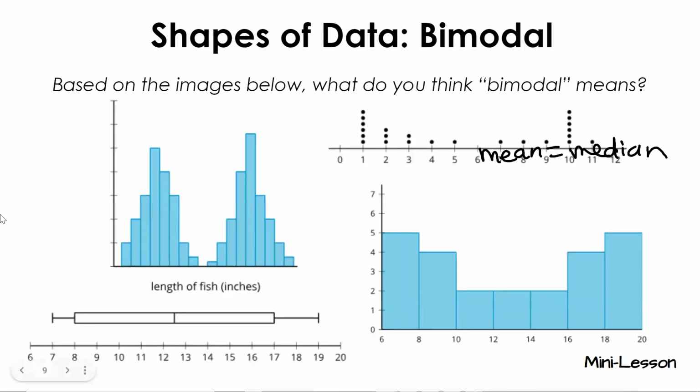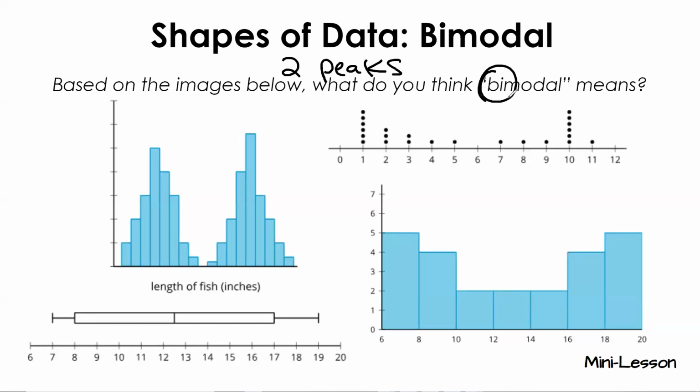What do you think bimodal means? Looking at the pictures on the board. Two peaks. Okay. The word bi means two. So we've got two little peaks.